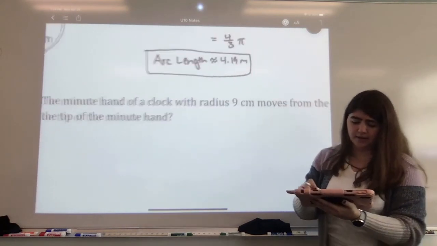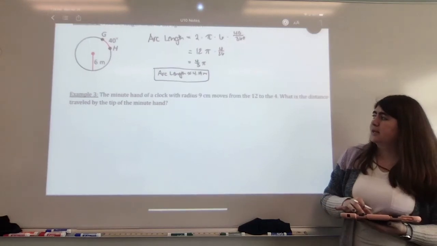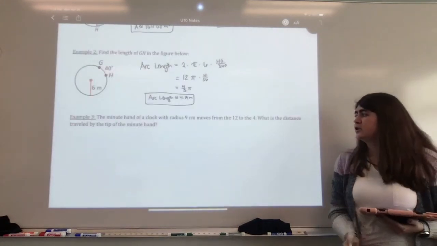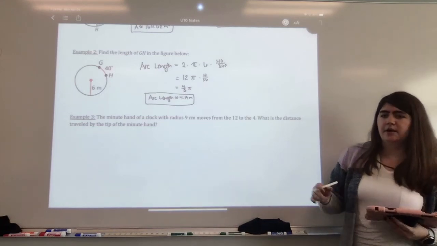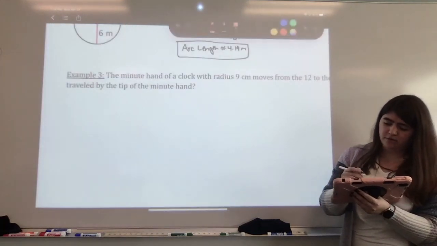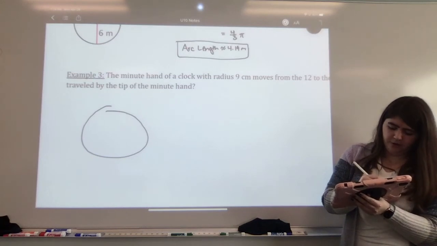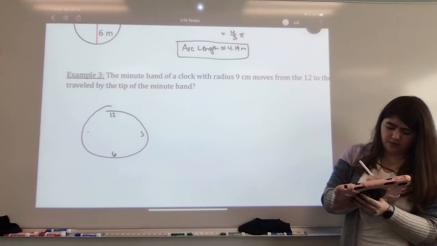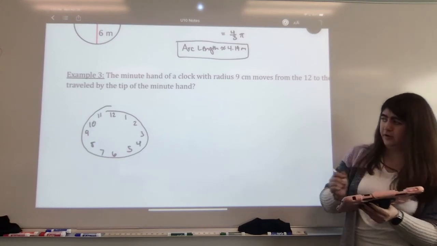All right, and our last example, we have example 3 here. It says the minute hand of a clock with radius 9 moves from the 12 to the 4. What is the distance traveled by the tip of the minute hand? All right, so it might be helpful to draw a picture of a clock before we start solving here. So I have this clock, and you go from 12, 6, 3, 9, 1, 2, 4, 5, 7, 8, 10, and 11. Okay, there's our clock.